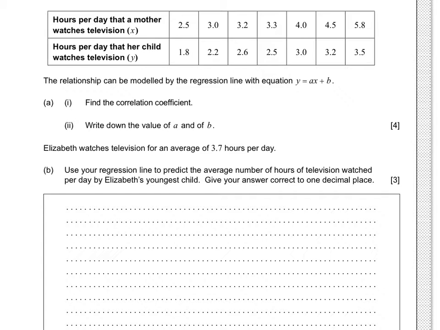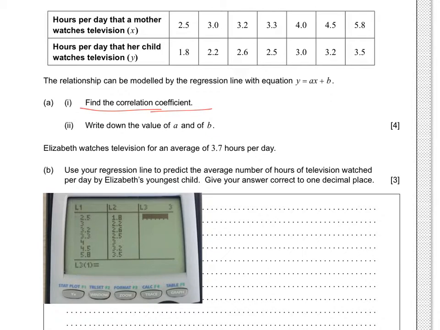The first thing we're asked to do is find the correlation coefficients, which you can do on your calculator. You can see I've typed the two sets of numbers into my calculator, into list 1 and list 2. Worth double checking that you've typed them in correctly, and definitely worth checking that you've got the same number of pieces of data in your two lists as you have in the table that you were given. So there are 7 pieces of data in the table, and there are 7 pieces of data in my list.